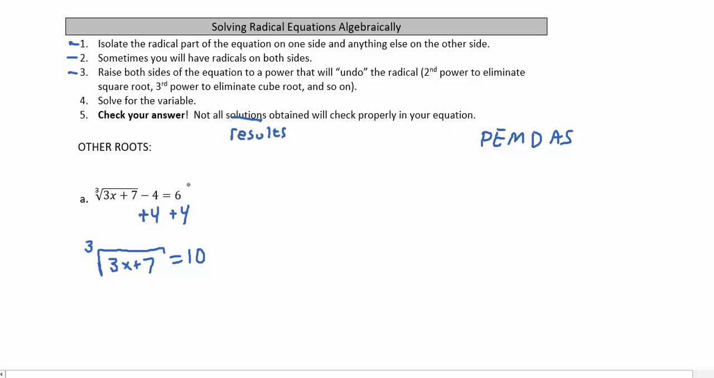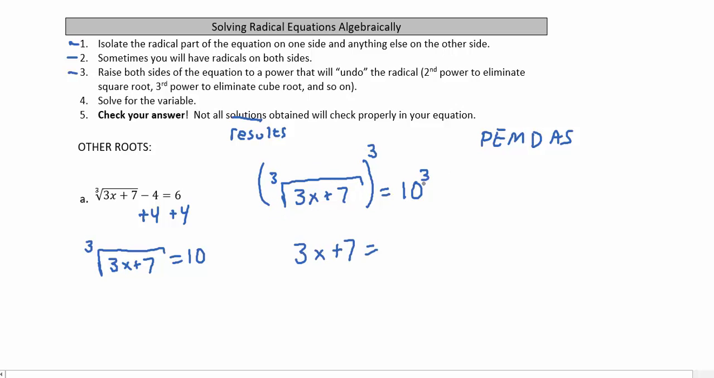Step 3 says raise both sides to a power that will undo basically this radical. So since this is an index of 3, I will have to cube or raise to the third power on both sides to undo the cube root. So here goes. Since I raised the entire left-hand side of the equation to the third power, I must raise the right-hand side to the third power. So you can think of it as this cube root and the cubing process simplify out, leaving with just the radicand, the stuff under the radical, 3x plus 7. So I'm just going to write 3x plus 7. And 10 cubed is 10 times 10 times 10, which comes out to be 1,000.